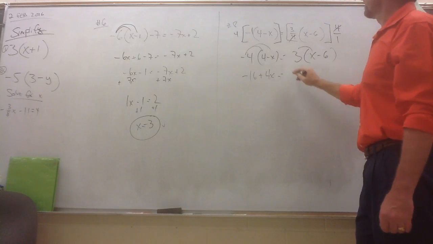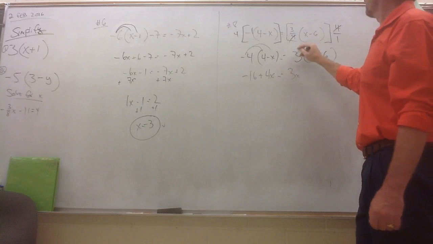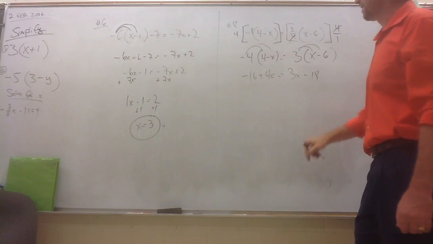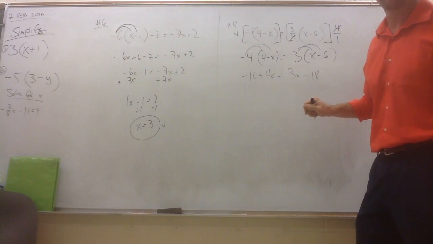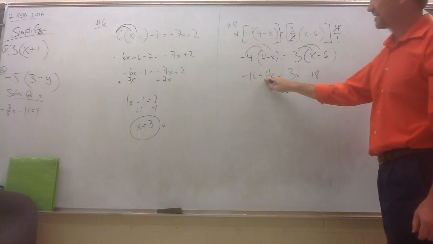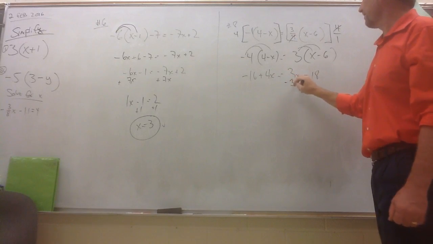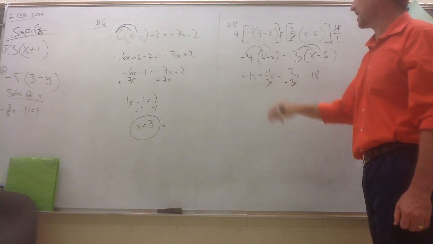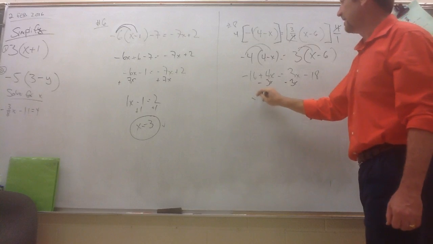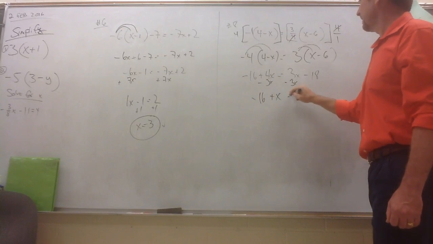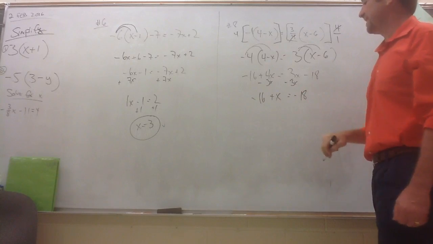3 times x is 3x. 3 times negative 6, negative 18. You've got an equation with the variable on both sides. 4x is here, 3x is here. 3x is less. Let's get rid of the 3x's. Subtract 3x from both sides. Negative 16 plus x equals negative 18.